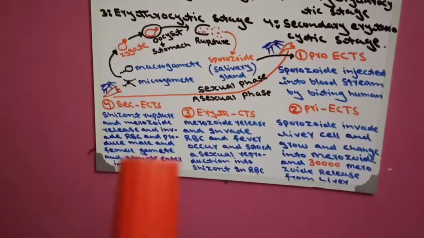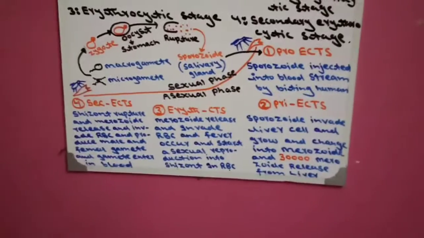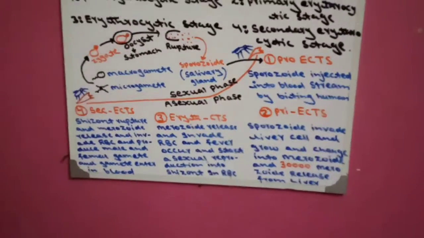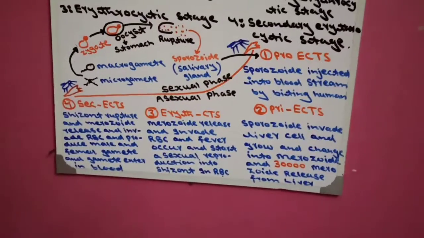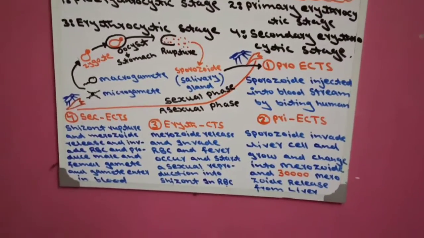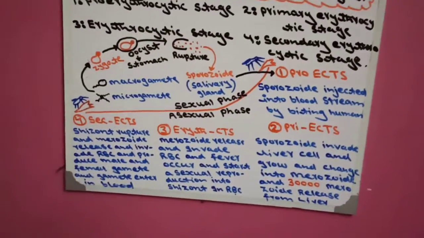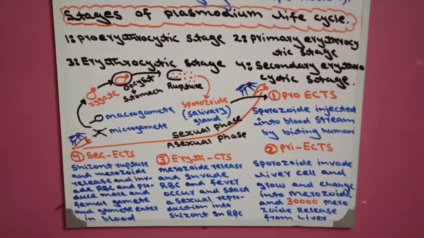In the third step, the erythrocytic stage, the merozoite attacks the RBC. Why? For asexual reproduction. The asexual reproduction starts inside the RBC in a structure called a schizont. Now, the fourth stage is the secondary erythrocytic stage.